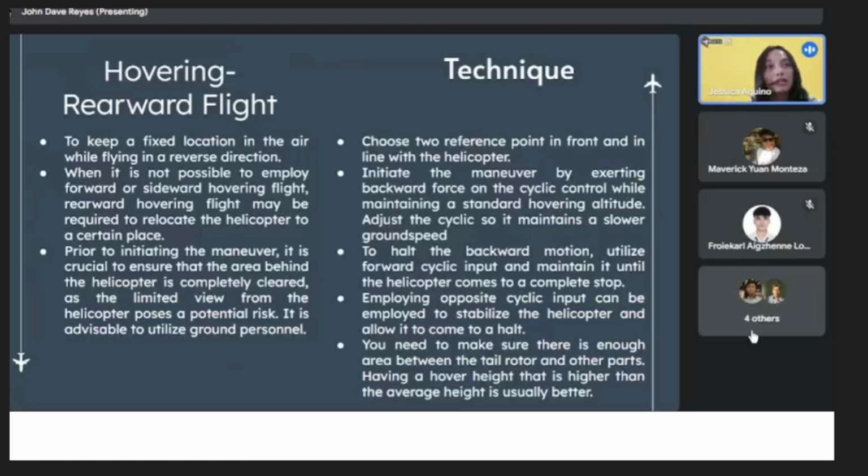On the right side are the techniques for rearward hovering flight. The first one is to choose two reference points, again just like in forward hovering flight.